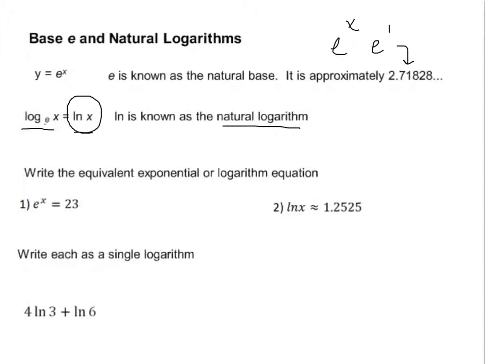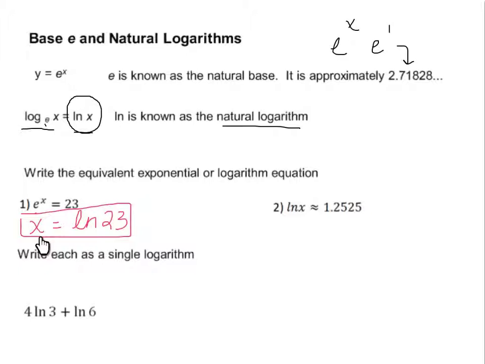So what we're going to do here is write the equivalent exponential or logarithm equation. This is using the same information as what we did for regular logarithms. So if we have e to the x is equal to 23, the base number is e, so that means we have the natural log here. So x would equal log base e, or natural log, of 23. And remember, you can always view this as thinking about what the base number is raised to, and here we have e to the x.